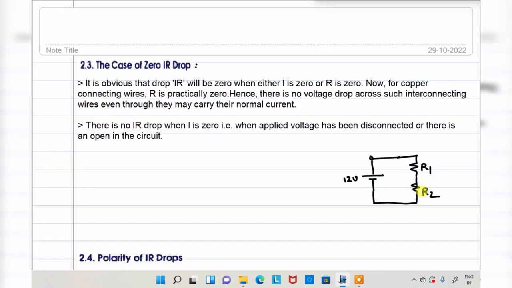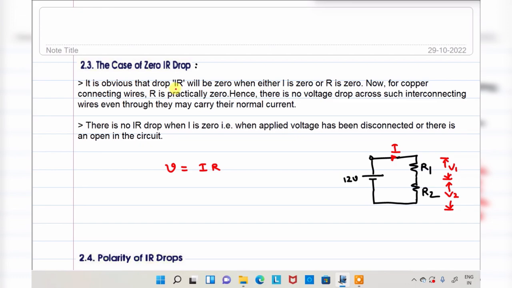The voltage drop means, in the case of series circuits, the same current I will be flowing through R1, so R1 has some voltage drop, that is the IR drop. R2 also has some voltage drop. Here IR drop is nothing but V equals I into R, according to Ohm's law. The voltage drop across a particular resistance is nothing but the IR drop, or voltage drop as you call it.